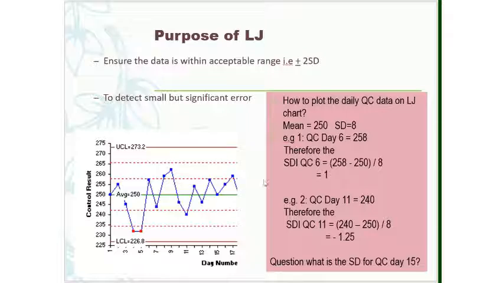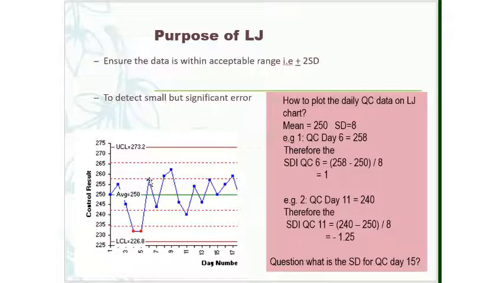Yeah, we can calculate the standard deviation index for QC on day 6. The data 258, we minus the mean and divide by the SD. So we get the SDI index 1. So we plot 1 SD here.